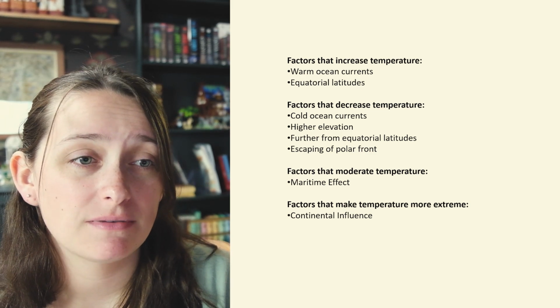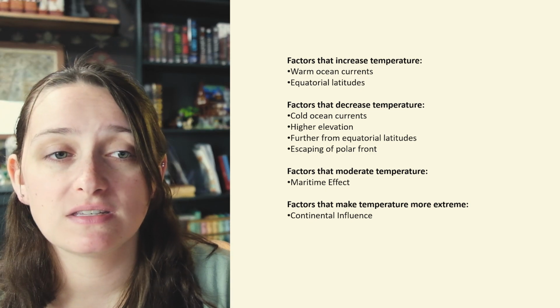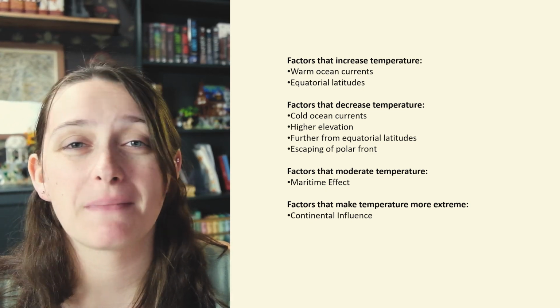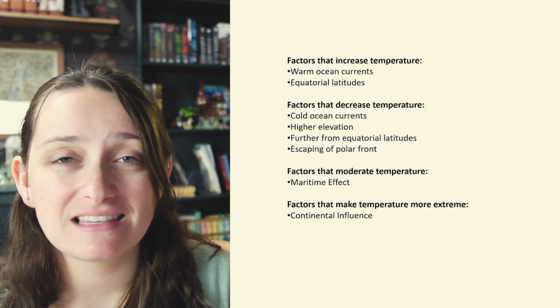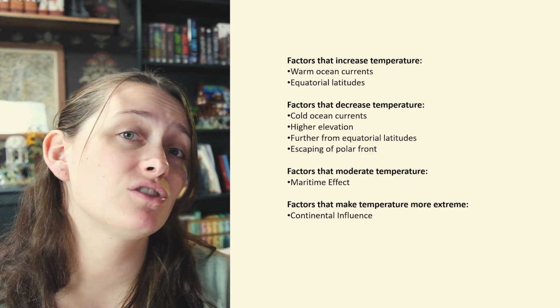Factors that decrease temperature are cold ocean currents. This is where there are cold currents along the coast, which extend the cold inland by max 5 degrees, less if offshore winds, and then higher precipitation. The higher in elevation, the colder it will get.